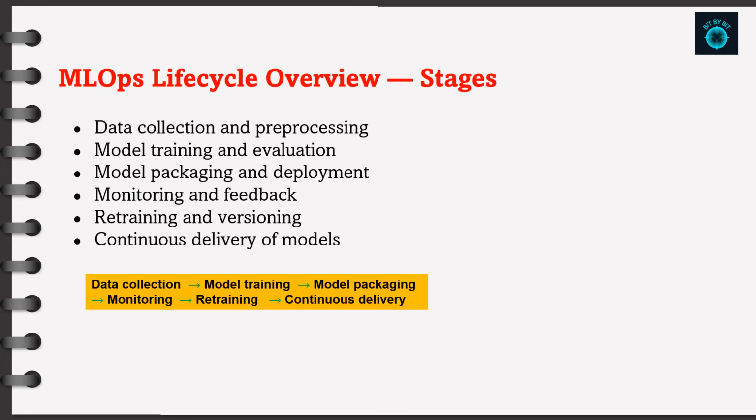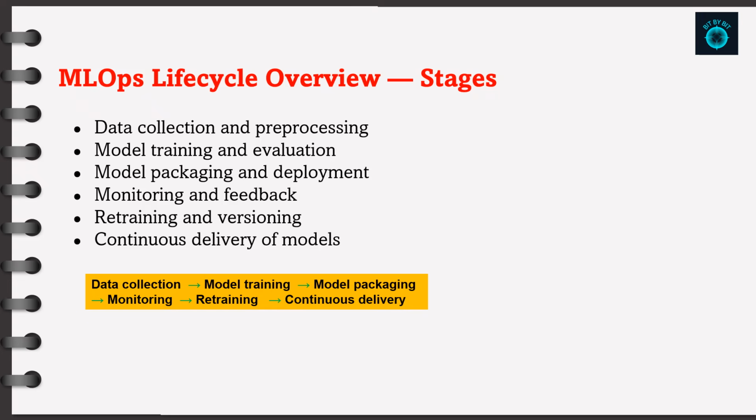Next, we move to model training and evaluation. Here, data scientists experiment with algorithms and parameters to build accurate models, and then evaluate them using validation metrics. After that comes model packaging and deployment. This step turns the trained model into a production-ready service, usually wrapped in an application or container.